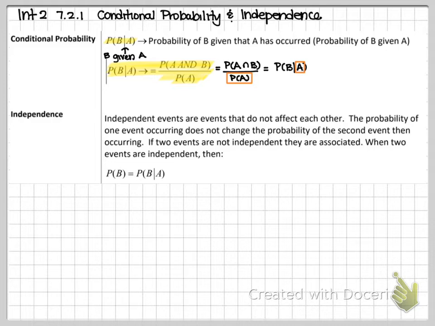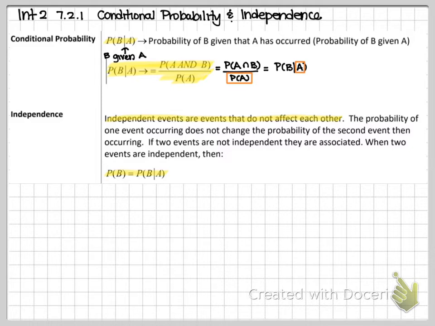They would be opposites of each other. So independent events are events that do not affect each other. It's important to know. So if the probability of event A has absolutely zero bearing on the probability of event B, then we would say that they are independent. One way to actually test that is to check the formula. Probability of B is equal to probability of B given A.